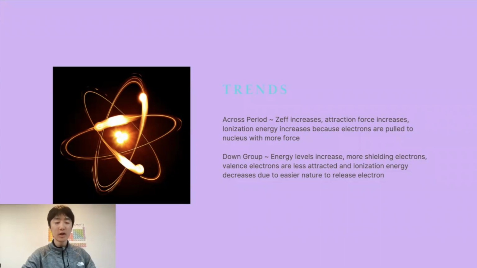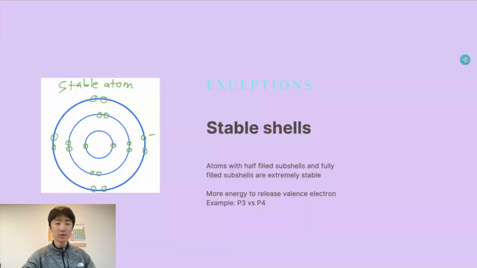It's important to know that atomic radius and ionization energy are interwoven, but there are exceptions such as stable shells. A half-filled shell is actually more stable than a shell with, say, four electrons, like p3 and p4. p3 is a half-filled shell. p4 is a shell with two non-bonded electrons and one electron repulsion.